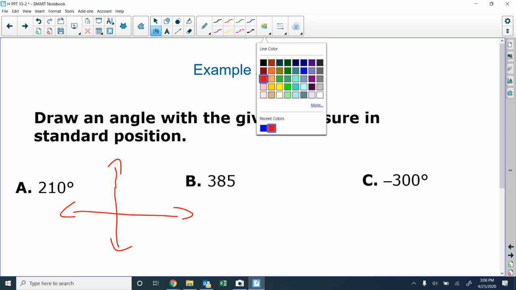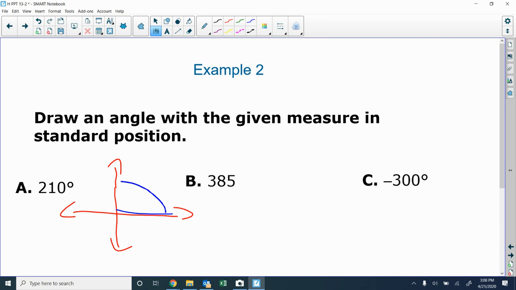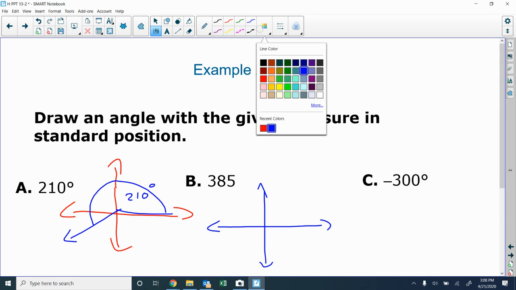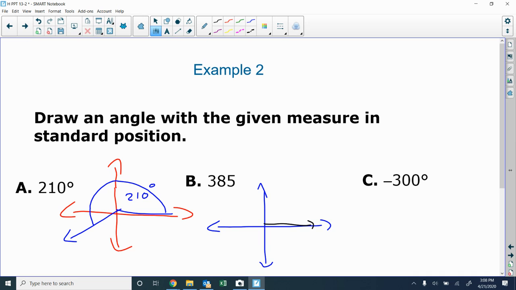210. Again, I'm going to start right here. That would be 90, 180, 210. This is an interesting one, 385. So let's take a look at that one, because it is a full time around and you need to think about that. It's still going to start here. 160, and then up a little bit is 385.